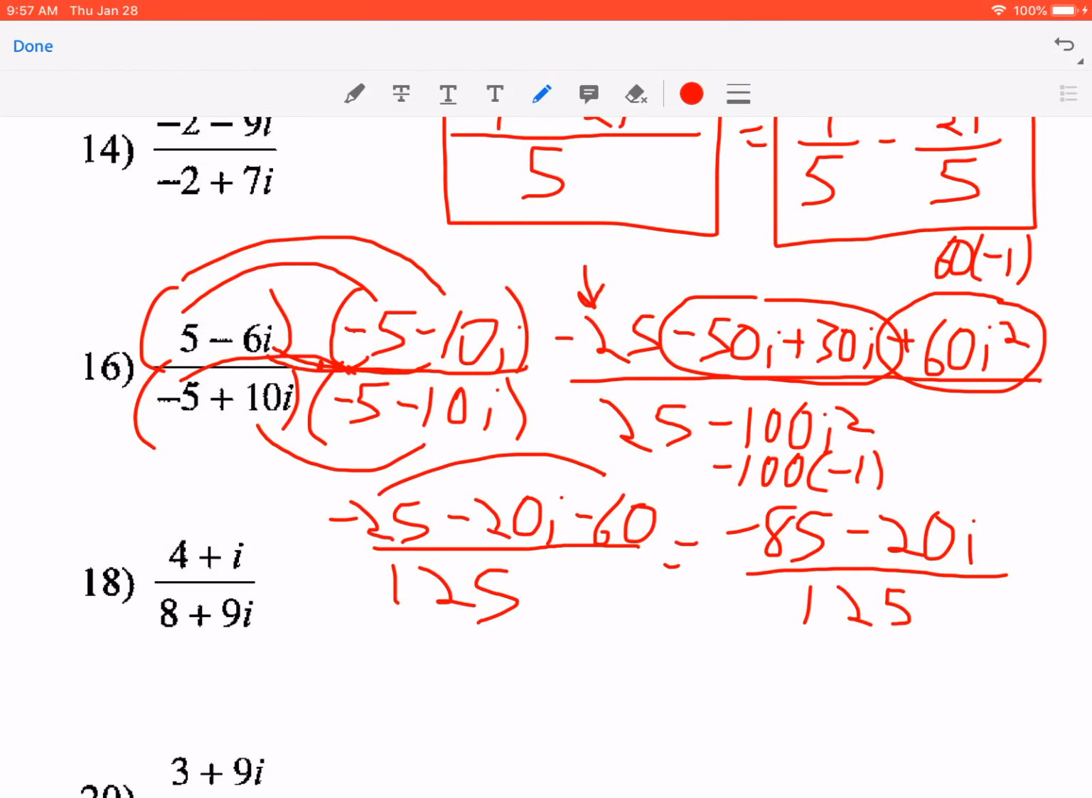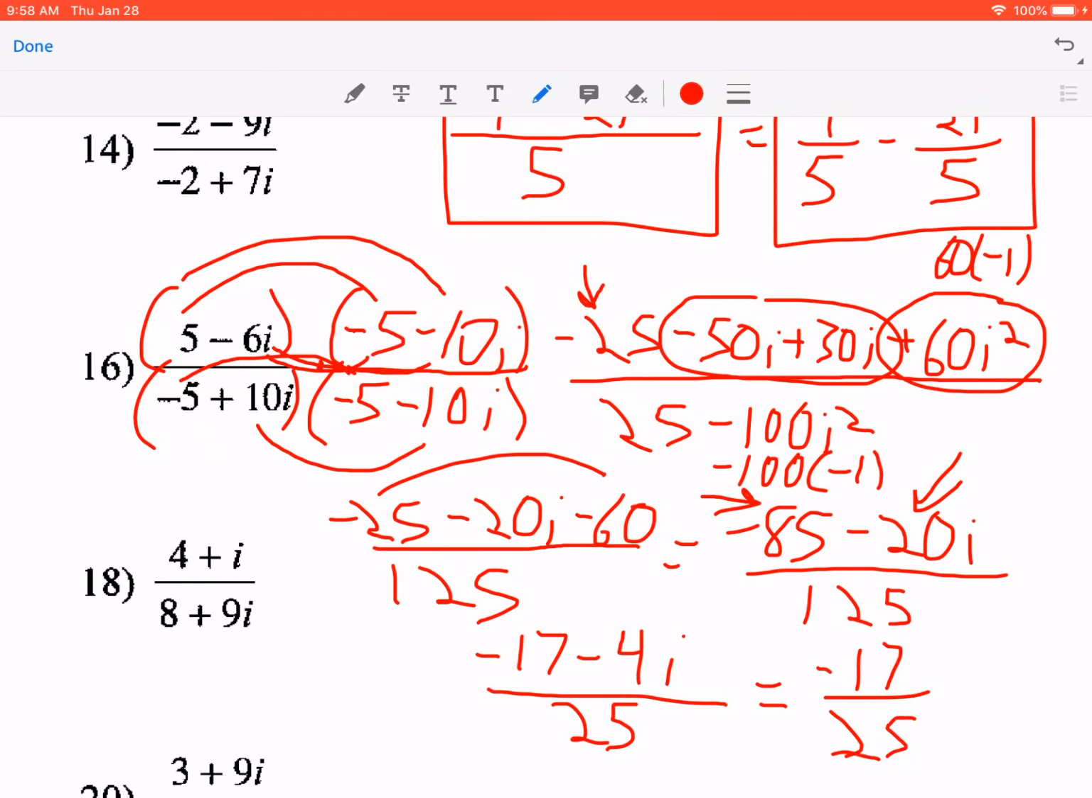Over 125. Now, is there a number that goes into 85, 20, and 125? 5 does. So you're going to have to divide everything by 5. So negative 85 divided by 5, that should be a negative 17. How many times does 5 go into negative 20? So minus 4i. And how many times does 5 go into 25 or 125? Should be 25 times. So you could write it that way, or you could separate it. So if you separate it, negative 17 over 25 minus 4i over 25.